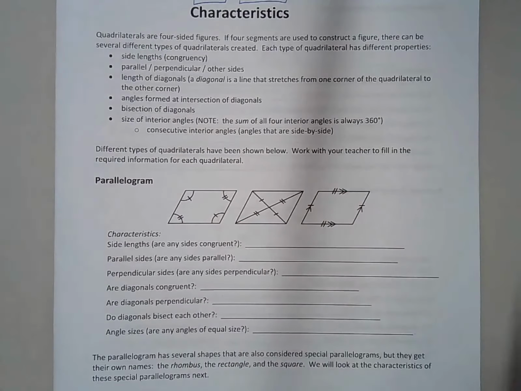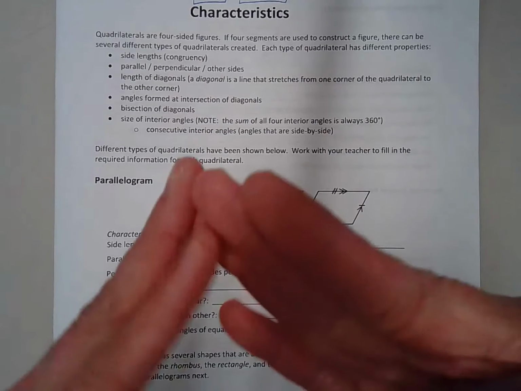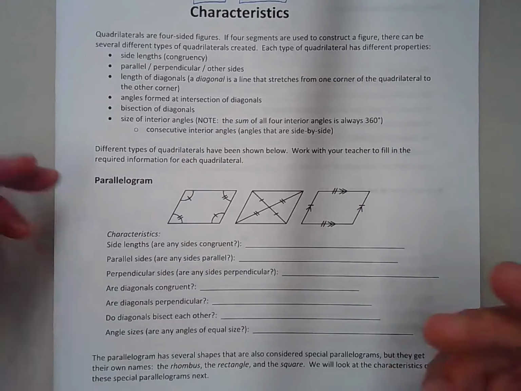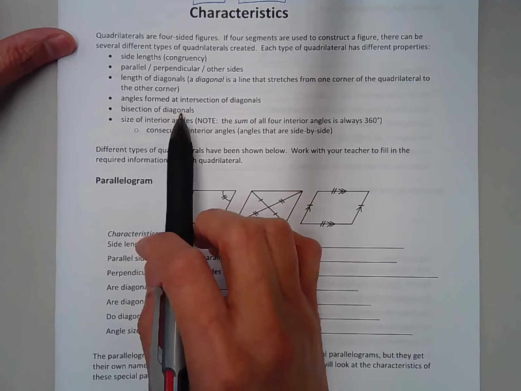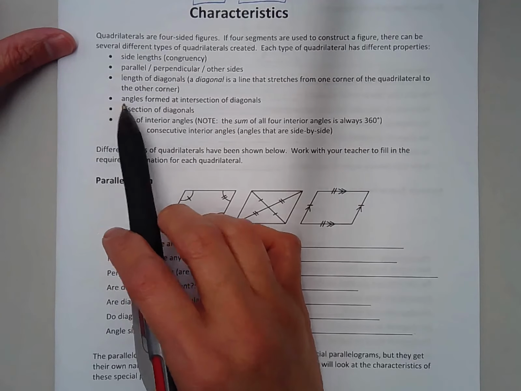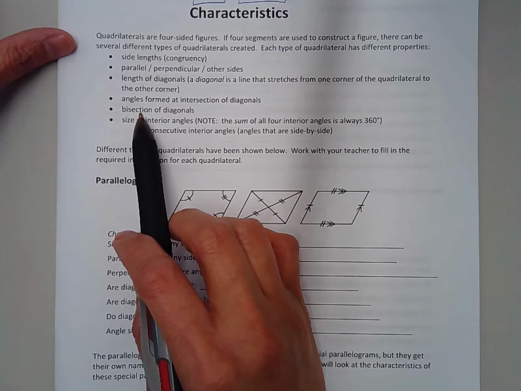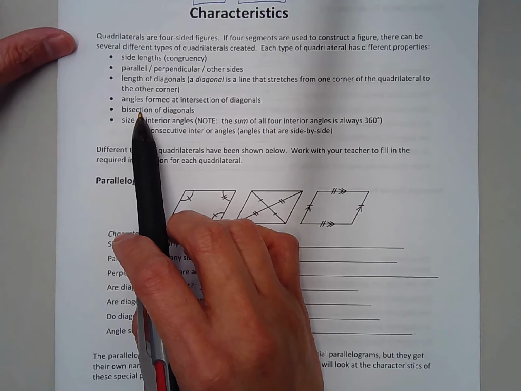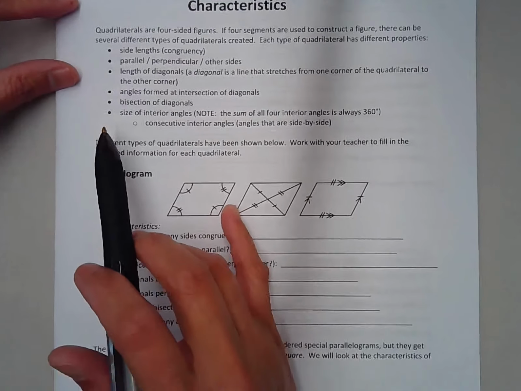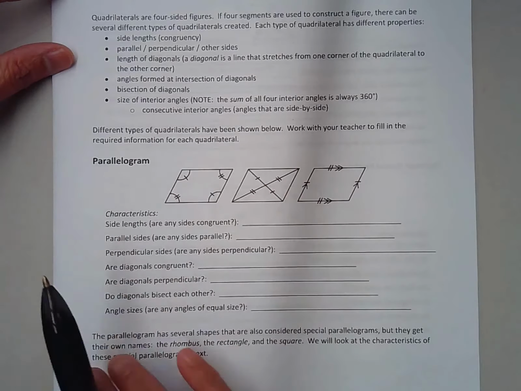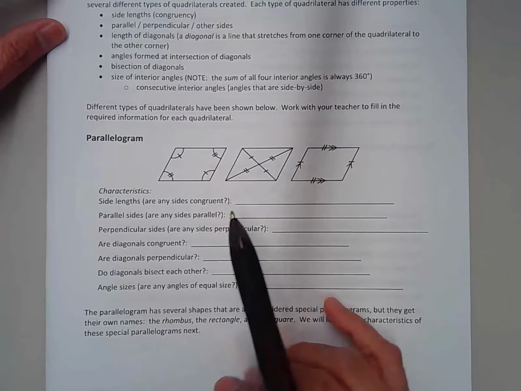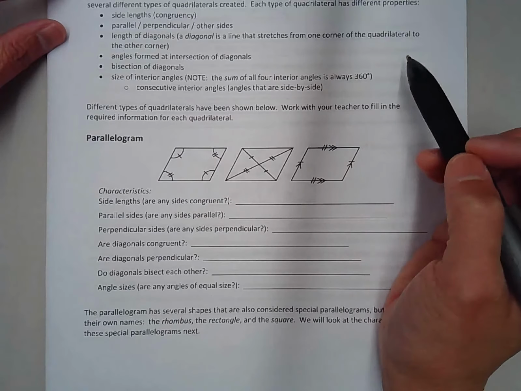What does intersection mean? It's where they meet. And the word bisection of diagonals, the word bi means 2, so 2 parts of a diagonal. Does it bisect? Does it cut into 2 equal parts? We'll see that. Then the size of interior angles, and the sum of all 4 interior angles is always 360. We will investigate why that is true.